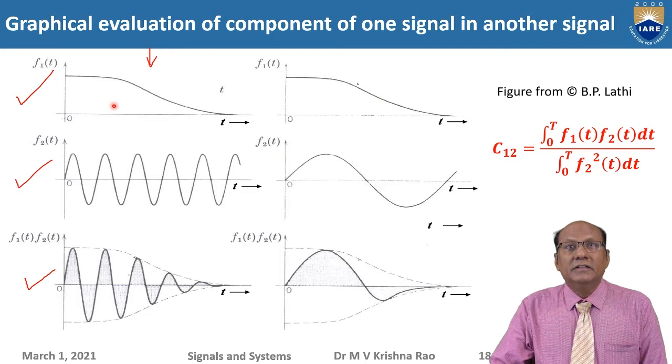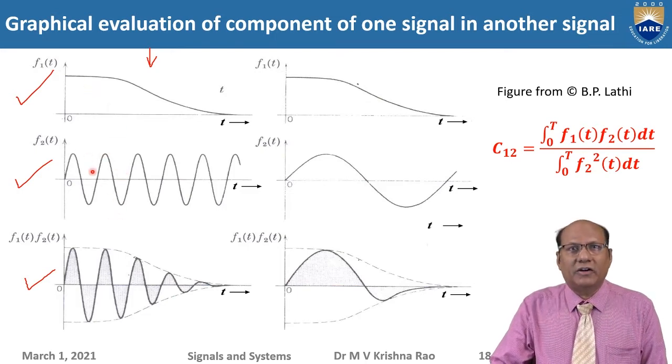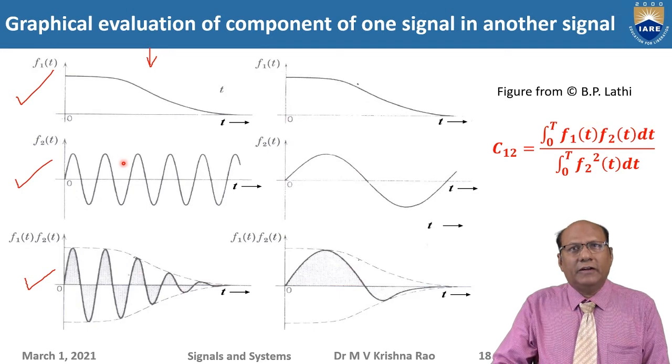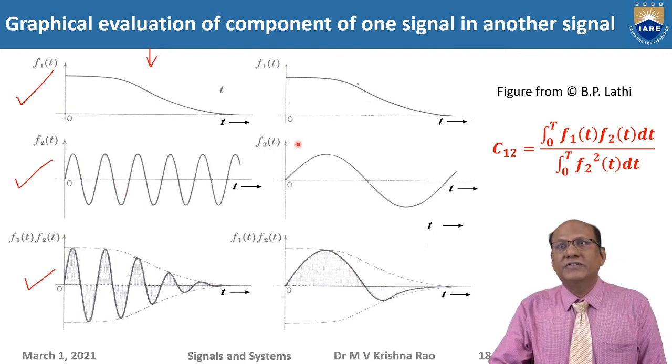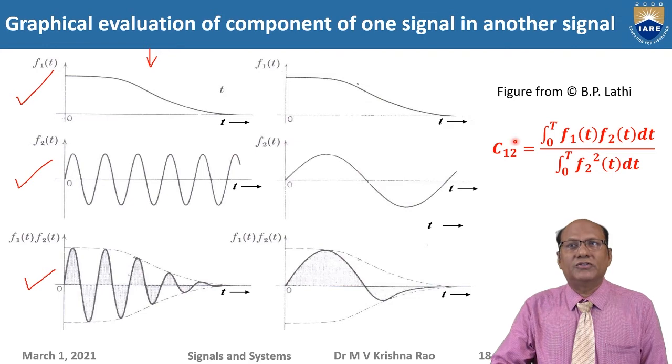Okay? That means there is no similarity at all between F2 and F1. So F2 is totally different. So this part is almost zero contained in this. This signal F1 contains a very, very small fraction of this, or it doesn't contain it at all. Okay. So if this area under the shaded curve is equal to 0, what it means is the product is 0. That means C12, because the numerator is 0, is the numerator divided by some positive quantity. 0 divided by something is 0.